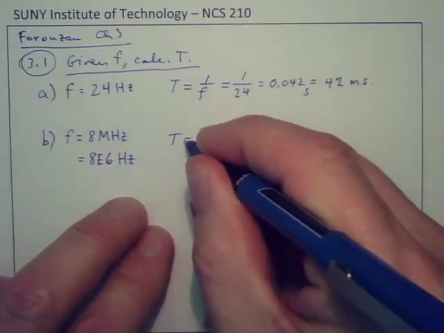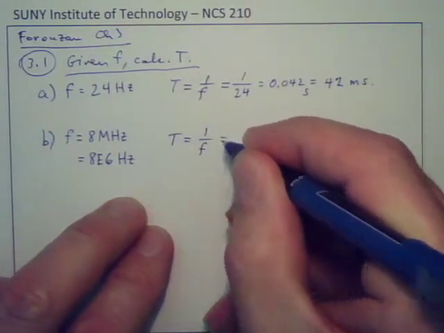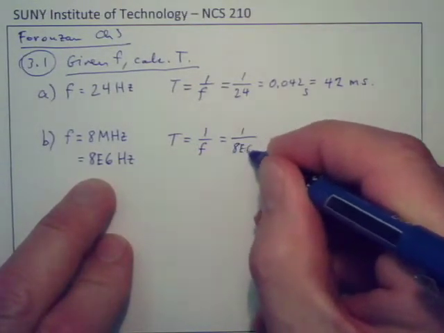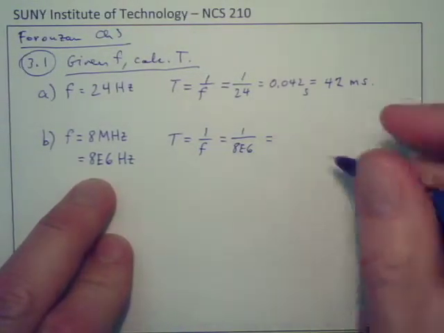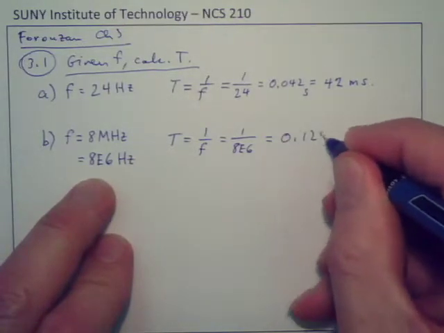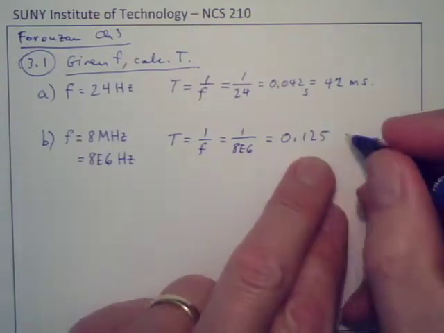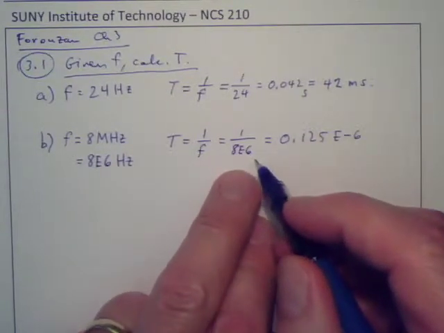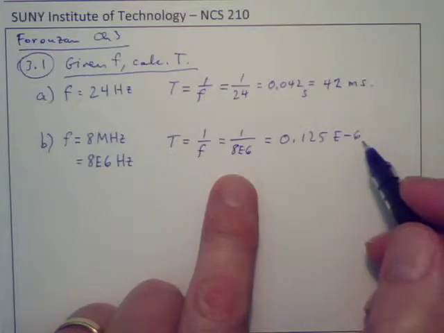And again, same process, T equals 1 over F. And here I'm going to plug in units of Hertz, 1 over 8 E6, and I'm going to get 0.125, which is 1/8, times 10 to the negative 6th. And I just took the 10 to the 6th in the denominator and brought it up as a 10 to the minus 6 in the numerator.